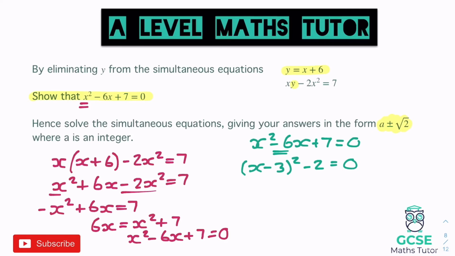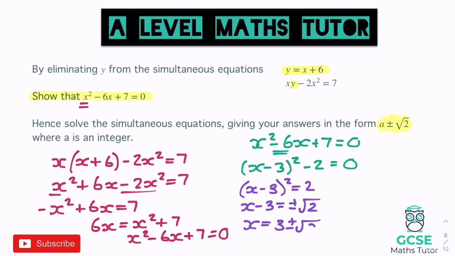There we go, and now that equals 0 again, just in completed square form. So now we can go about solving using this. If we add 2 to the other side, we get x minus 3 in brackets squared equals 2. And then we can square root both sides. So we get x minus 3 equals plus and minus root 2. And then add the 3 over, and we get x equals 3 plus minus root 2. Now obviously there's both our x values.